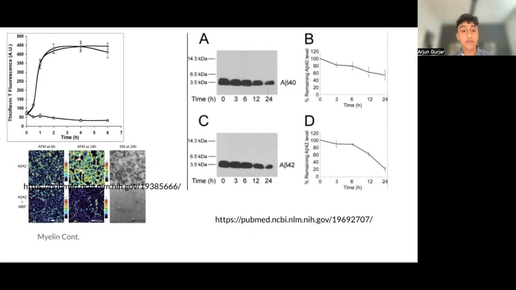On the right, the graph showed the decrease of two amyloid beta species, amyloid beta 40 and 42, in the presence of MBP. And what this suggests is that when myelin is broken down and MBP is lost, there is potentially the loss of an agent that decreases amyloid beta presence and prevents amyloid beta fibrillation, which suggests a role of myelin breakdown in Alzheimer's pathology.